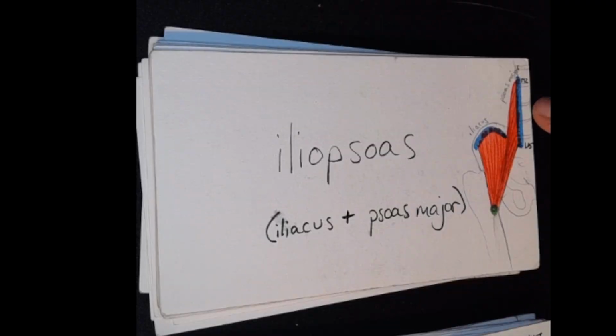Flexor digiti minimi, FDM. Action, flexes MCP and CMC joints of the fifth finger. Innervation, ulnar nerve. Abductor digiti minimi, ADM. Action, abducts the MCP joint of the fifth finger. Innervation, ulnar nerve. Opponens digiti minimi, ODM. Action, opposes the fifth finger. Innervation, ulnar nerve.